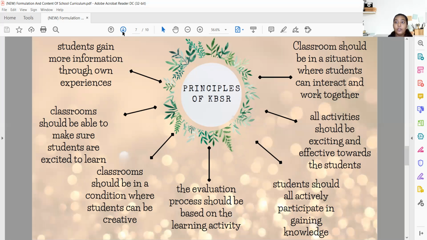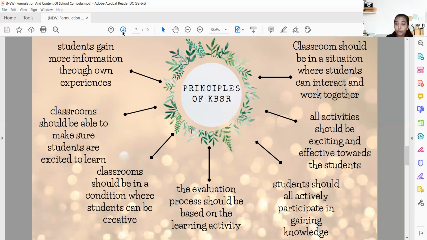So, like I said before, classrooms play an important role. It should be a place where students can come up with a lot of ideas and be creative in their own way. Next, the evaluation process should be based on the learning activity. Here, they mean that the evaluation process is based on how the students learn in class, how they behave in classes.